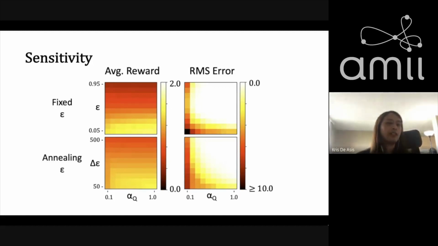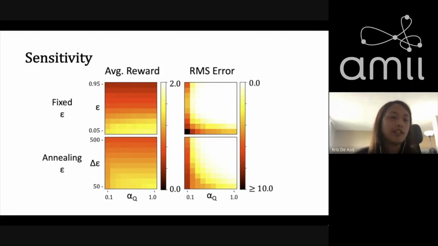And we further looked at the sensitivity of these algorithms to their parameters. So this is still on the two-state switch state MDP, and plotted on the left is the average reward accumulated over 500 steps, and on the right is the root mean square error in the value estimates. That is how accurately it's estimating Q star. And so on this slide, we're showing the two epsilon greedy strategies, where we have a fixed epsilon and annealing epsilon. And the y-axis represents either the fixed epsilon value or the number of steps to reach the final epsilon value for the annealing epsilon.